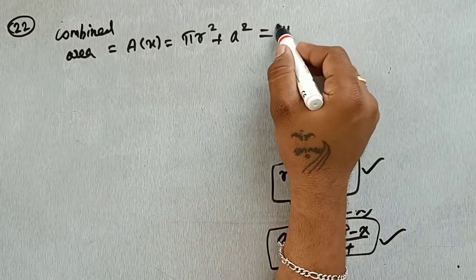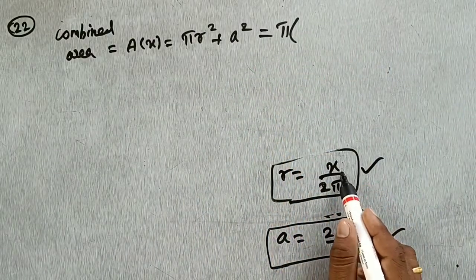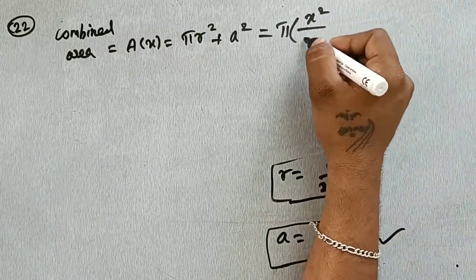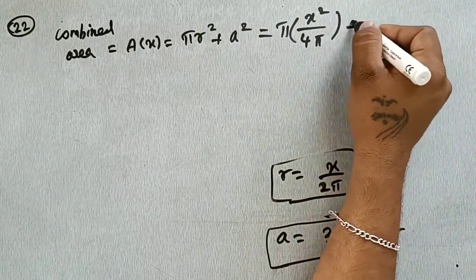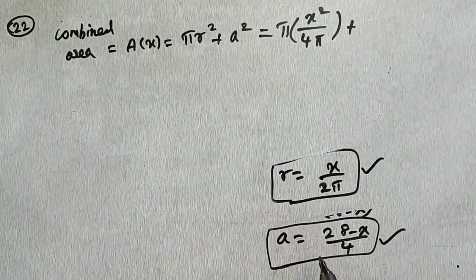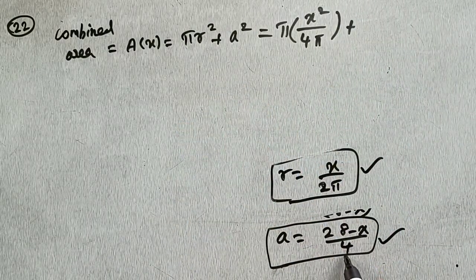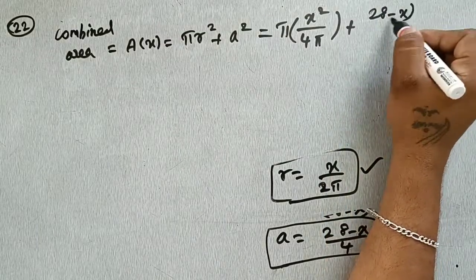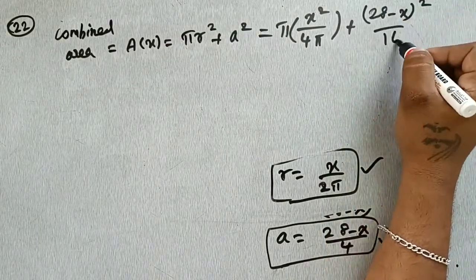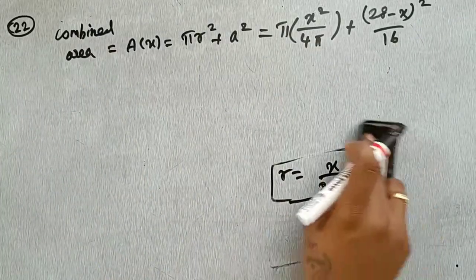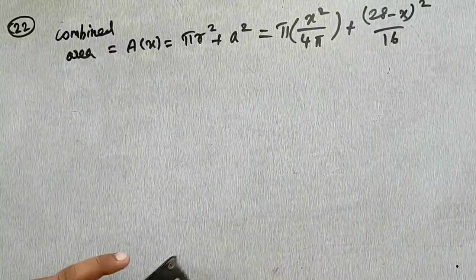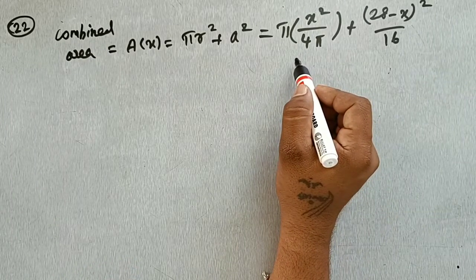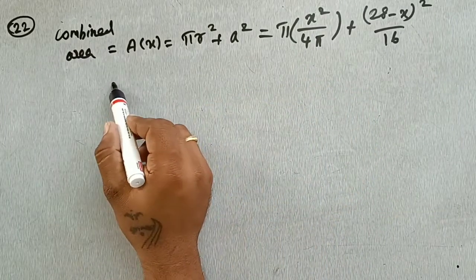Pi r square means pi into r square, with r equal to x by 2 pi whole square, that is x square divided by 4 pi. Similarly, side a square equal to 28 minus x by 4 whole square, so that will be 28 minus x the whole square divided by 16. This is the combined area of the two figures. Now this combined area is to be minimized. So I need to find the critical point.